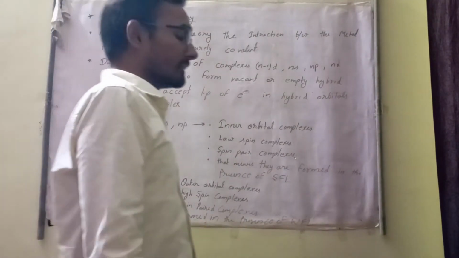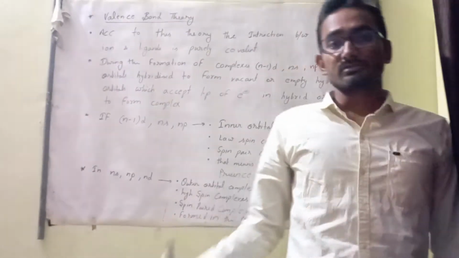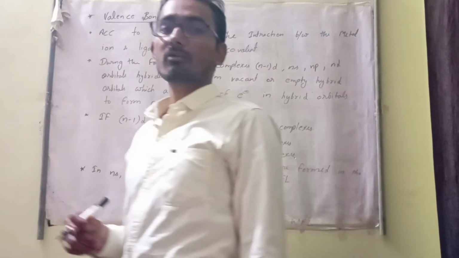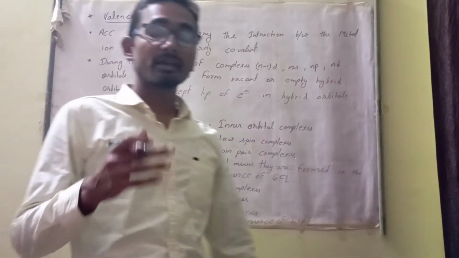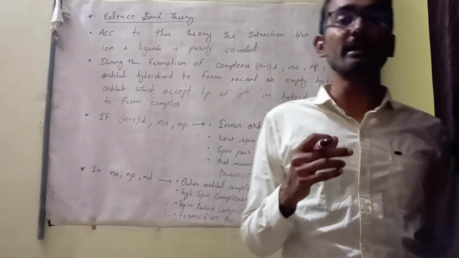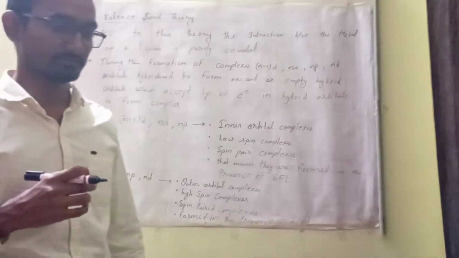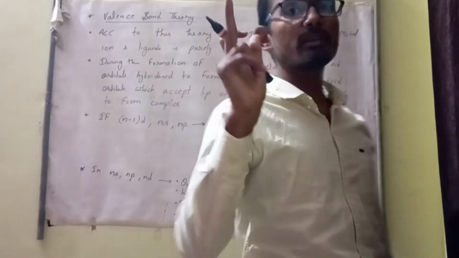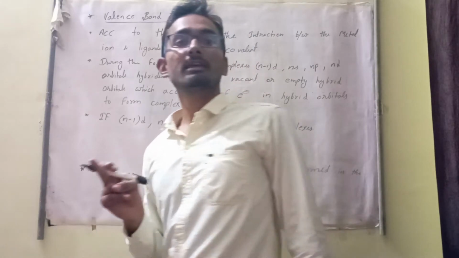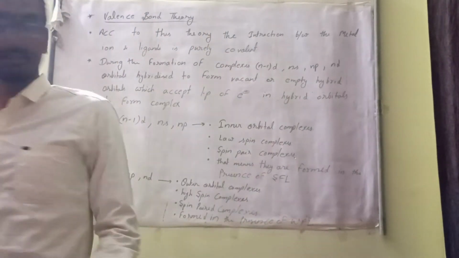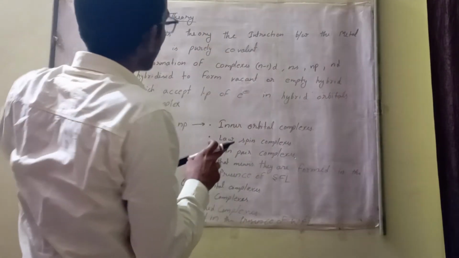Okay. The geometry of the complexes, according to VBT, is determined by the magnetic properties of the complexes. But there is no involvement of hybridization in the determination of geometry.